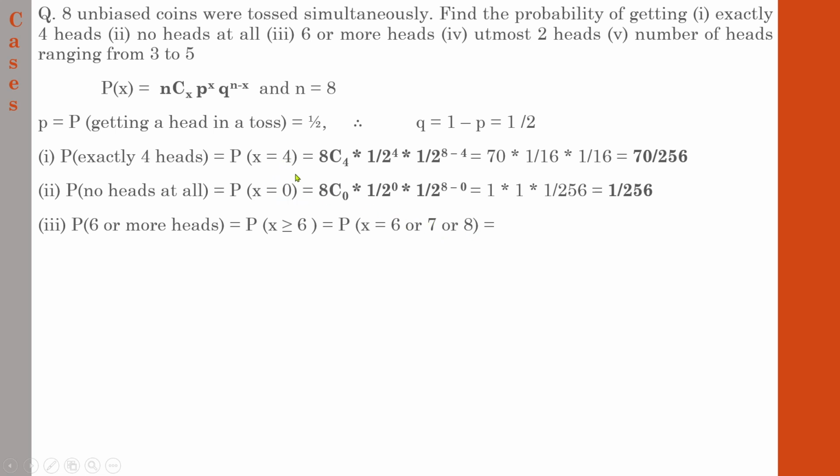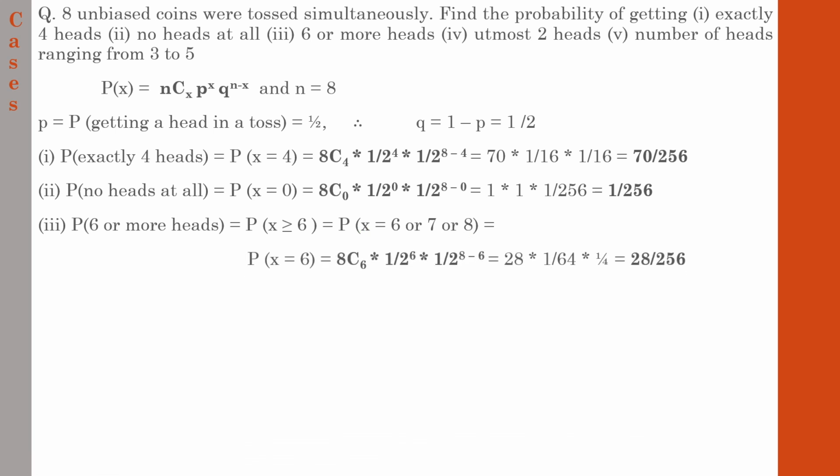Just like the methods which we have followed here. See, for x equal to 4 we did it like this. But in this case, for 6 you have to do like this, and for 7 like this, and for 8 also like this, and you need to add these 3 because it is said that 6 or more. So 6 or 7 or 8. So 6 plus 7 plus 8. That is how you have to do it.